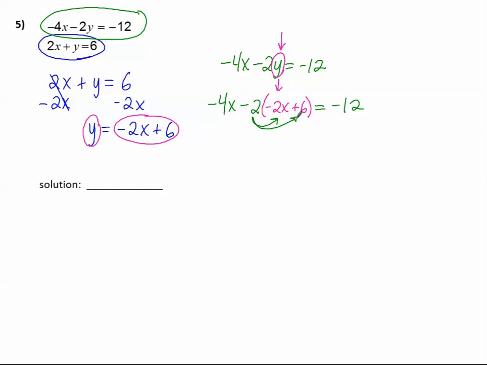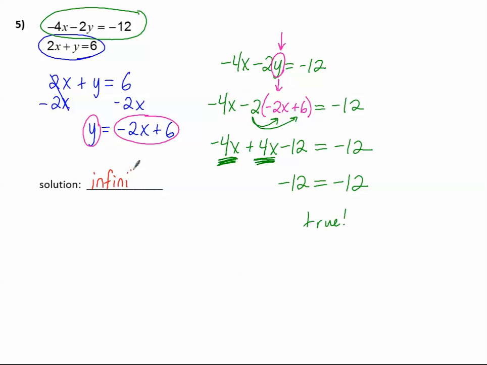Let's distribute. Negative 4x, negative 2 times negative 2x is positive 4x. Negative 2 times positive 6, negative 12, equals negative 12. Again, the like terms cancel out. I have no more x's, 0 x's. I have negative 12 equals negative 12. But this is a true statement. So if the variables all disappear and I end up with a true equation, that means everything that I plug in will work. So there are infinitely many solutions.